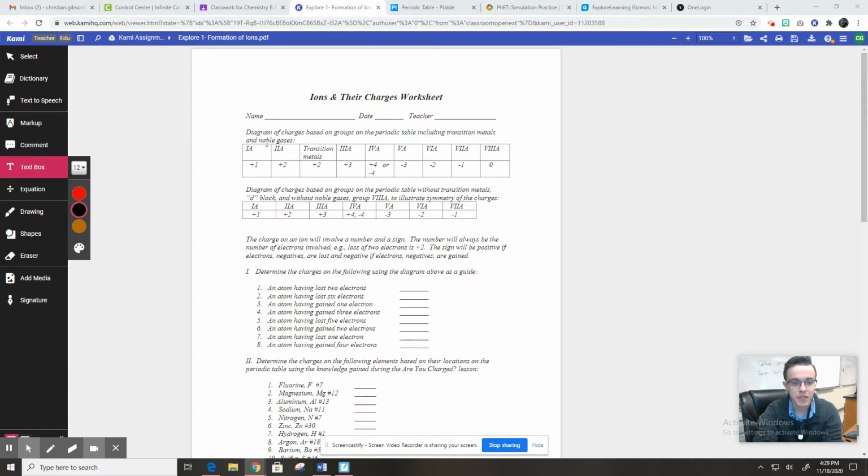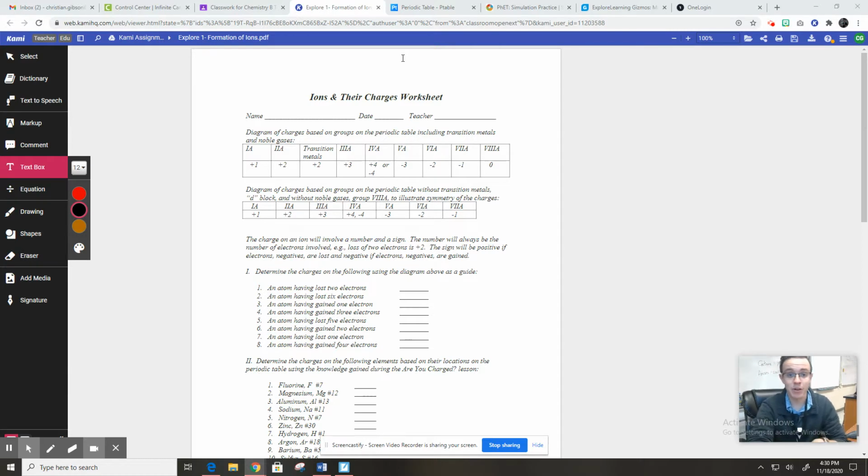So these are the different columns or groups, vertical groups, on the periodic table. And again, when we're talking about ions, we're talking about atoms that have an electric charge, either a positive charge or a negative charge, okay? So we can actually use the periodic table to predict what charge an atom will have based on where it falls on the periodic table.